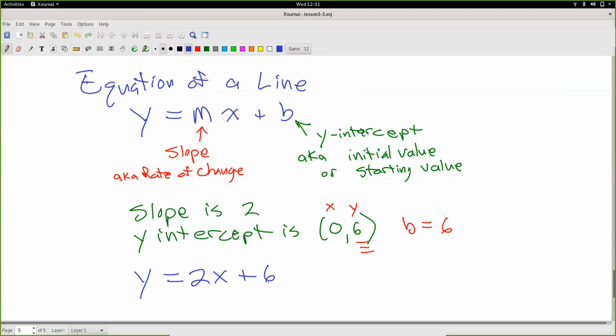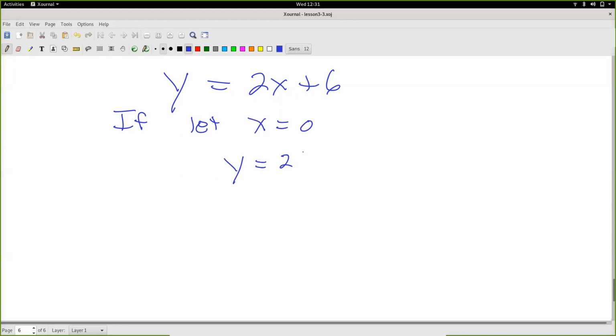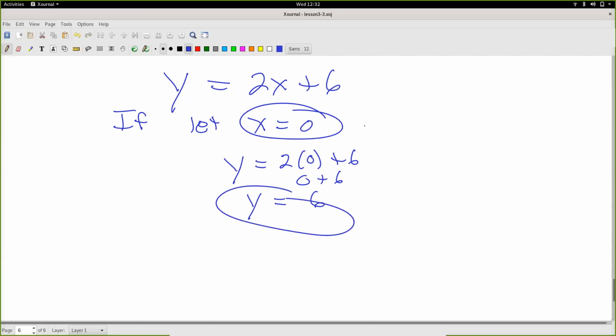So just a little more about this particular equation here. Let's go to a new page. So y equals 2x plus 6. If I decided to let the x value equal 0, then I would get y equals 2 times 0 plus 6. Well, 2 times 0 is 0, and 0 plus 6 is 6, right? And that's that point I had. I had the point 0.6 to start with. So I'm just verifying that, yeah, I have the point 0.6, and 6 is that value for b.